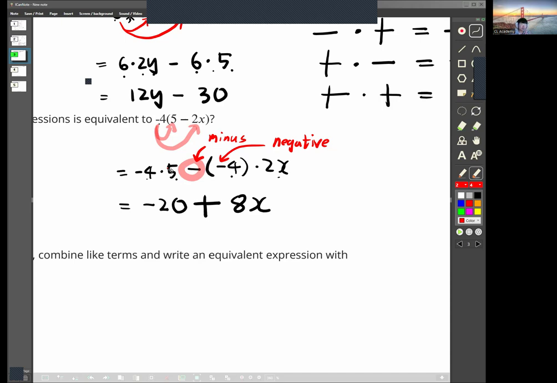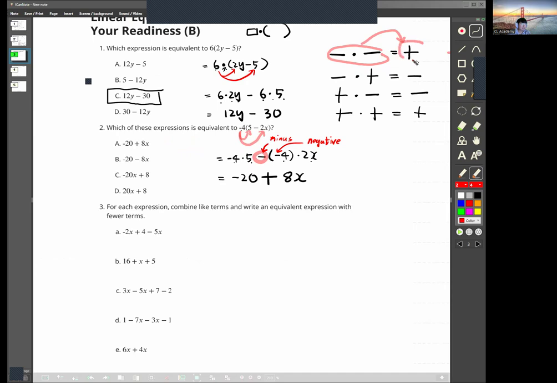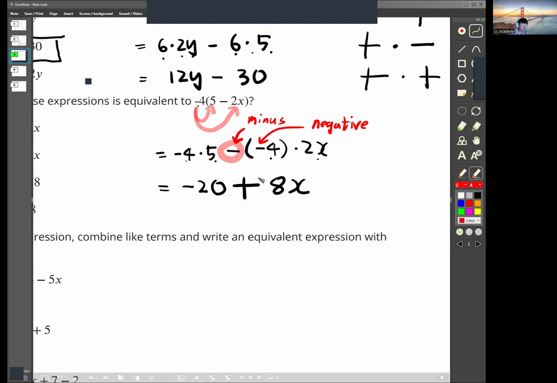Anyway, minus times negative, or minus times minus, negative times negative, negative times minus, anything like that, negative, positive, minus, negative, all of them become positive or plus. It depends on the cases. So in this case, minus times negative will be plus. This is not positive. This is an operation. So our answer will be negative 20 plus 8x.